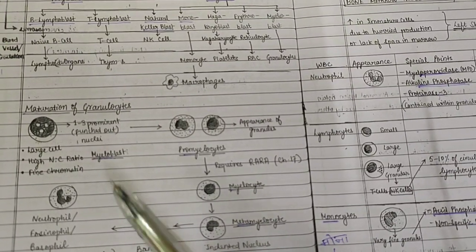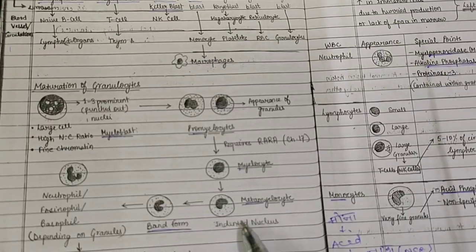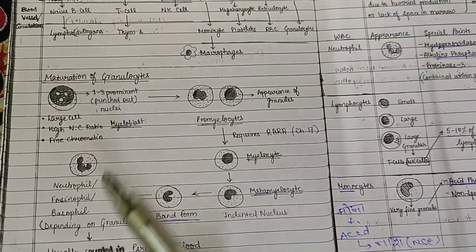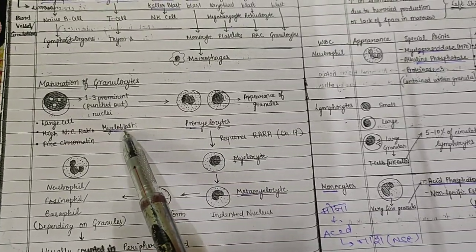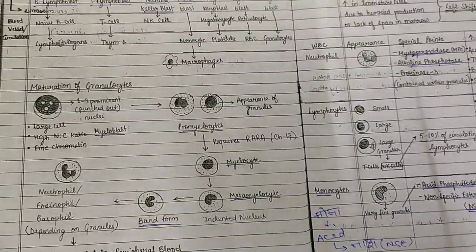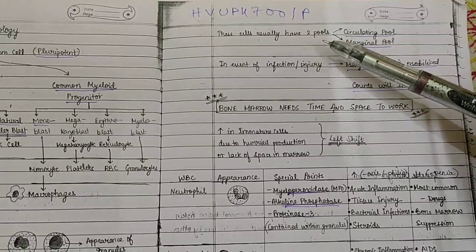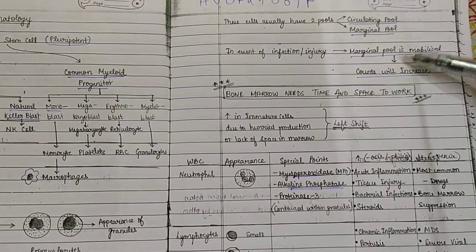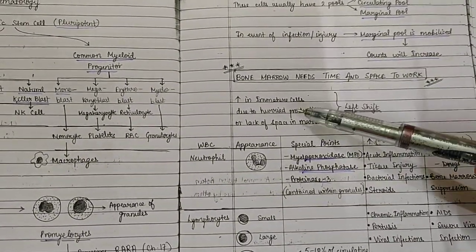Now coming to the next point, it is maturation of granulocytes. So the first stage is myeloblast, then promyelocyte, then myelocyte, then metamyelocyte, where an indented nucleus is present, then band form, and then neutrophil, eosinophil and basophil develop. Clear? Now coming to some next important points. These cells have two pools, circulating pool and marginal pool. In the event of infection or any injury, the marginal pool is mobilized, and then the count will increase in the circulating pool.